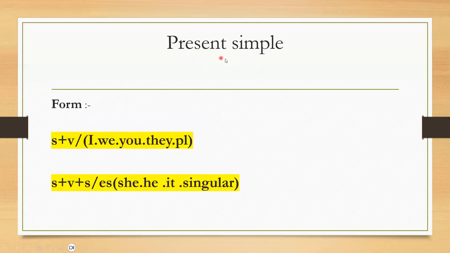Yeah, this is the present simple. We have two forms for the present simple. Subject plus verb, and subject plus verb plus s. Like, sorry, I use with these subjects, I will use the first one. I, we, you, they, and the plural. Like what, I will give you an example here. I will say, I play football.